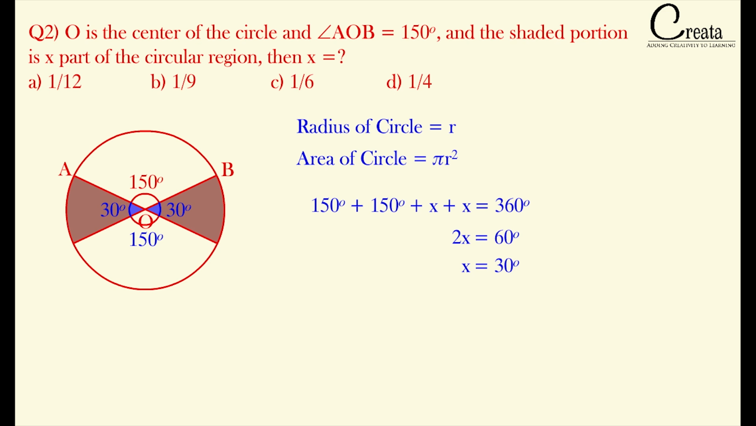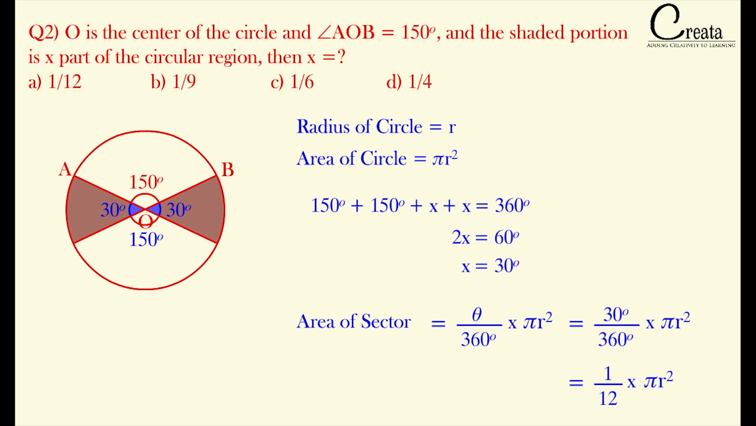And we know area of the sector is theta upon 360 into pi r square. Here theta is 30 degree. So we got area of this one sector as 1 upon 12 pi r square.